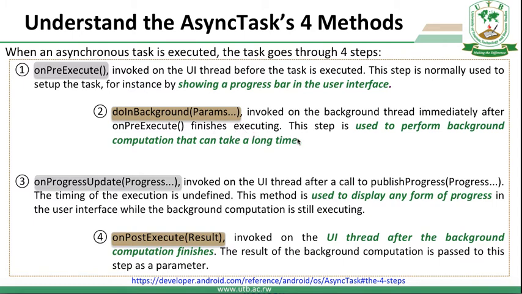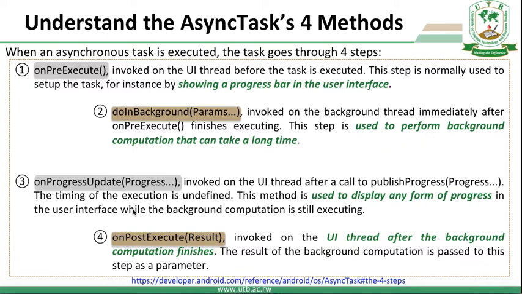doInBackground also invokes publishProgress. The third method is onProgressUpdate. This method is invoked on the UI thread, not in the background. The timing after a call to publishProgress is not fixed or defined. This method is used to display any form of progress in the user interface while the background computation is still executing. In the sense that the doInBackground computation is still going on, but on the interface of your app the progress bar keeps updating like 10%, 20%, 30%, 40%, while the process is still going on in the background. So onProgressUpdate is invoked on the user interface, while doInBackground is invoked on the background, not on the user interface thread.